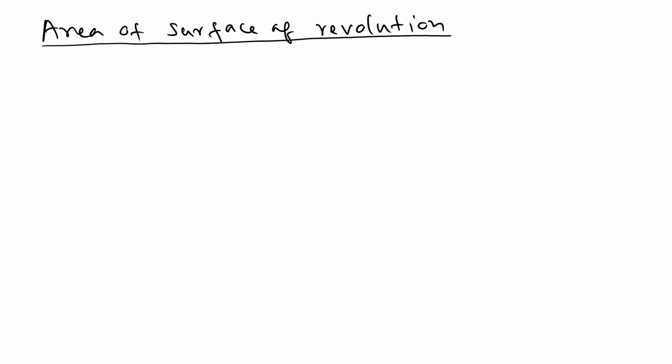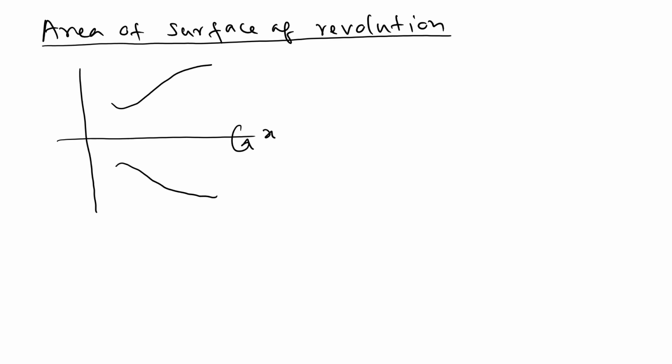Area of surface of revolution. So let's say you have a curve. Now what we can do is rotate this about the x-axis. So when you rotate this about the x-axis, what's going to happen? It's going to go like that, and this side is going to go like this. It's going to create a surface.